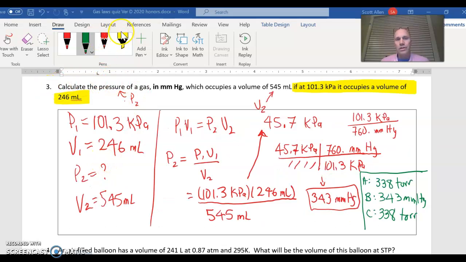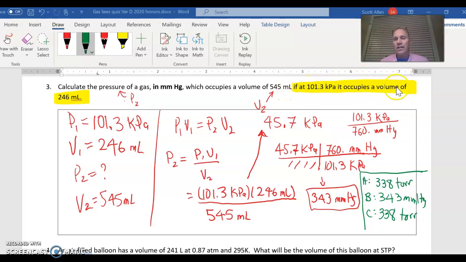For question 3, I'm going to use version D to give the solution. Calculate the pressure of a gas in millimeters of mercury, which occupies a volume of 545 milliliters, if at 101.3 kilopascals it occupies a volume of 246 milliliters. So this is one where there's one original condition of pressure and volume, and then there's a different condition of pressure and volume.